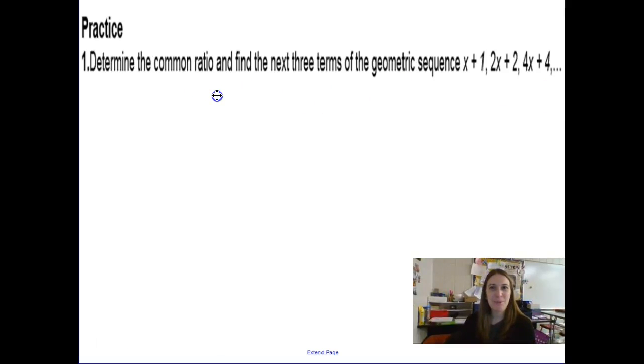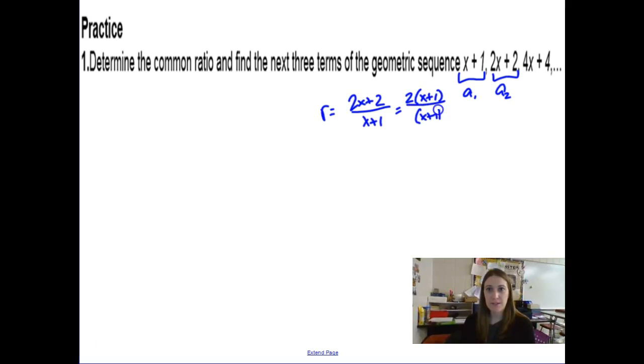Practice. Determine the common ratio for the sequence and then find the next three terms. This is an interesting question because it's algebraic, so you really have to know what's going on. So here's your first term, here's your second term, and maybe you already see the common ratio, but if you don't, remember you can always just take the second term and divide it by the first term. Now you do have a little algebra factoring here. You can factor out a 2, and then you have some cancellation because the x plus 1s will cancel.